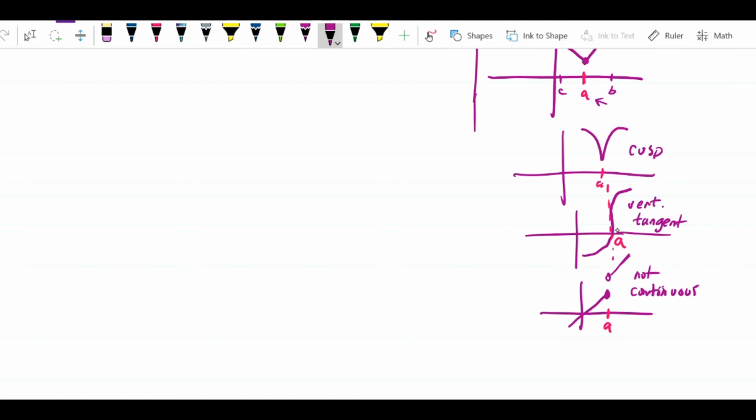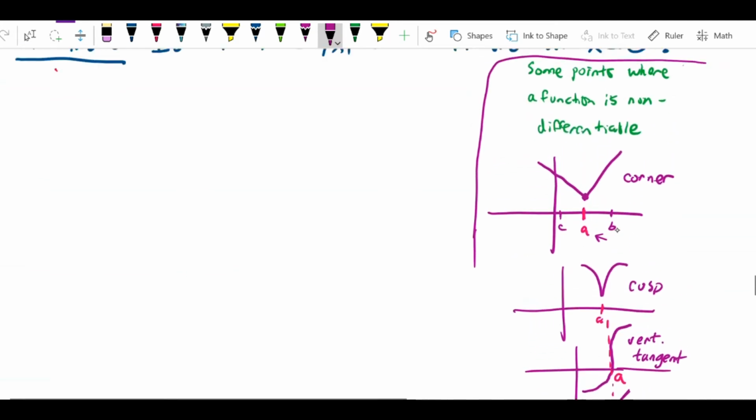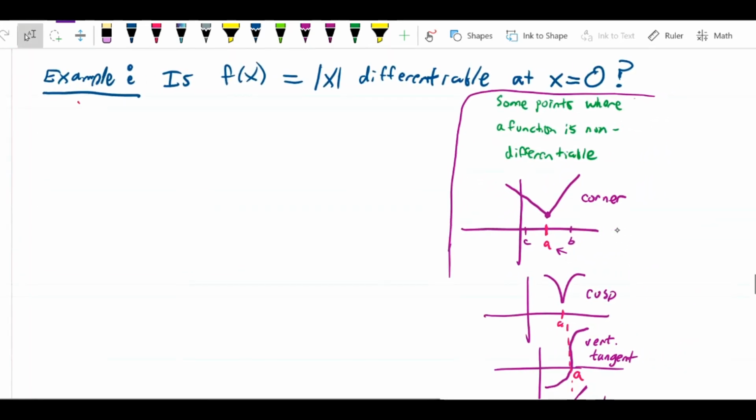And finally, when a function is not continuous, we say that the derivative doesn't exist there either. That's what I mean when I say differentiability implies continuity. If the function is differentiable, then it has to be continuous. So if it's not continuous, we know it can't be differentiable. So those are some graphical examples of a function being not differentiable.